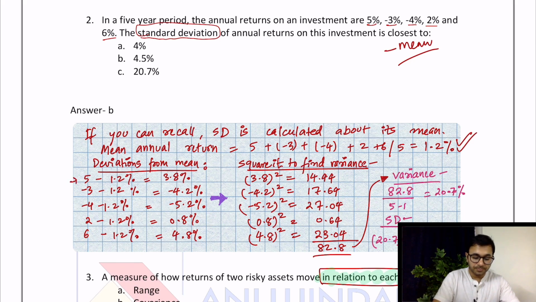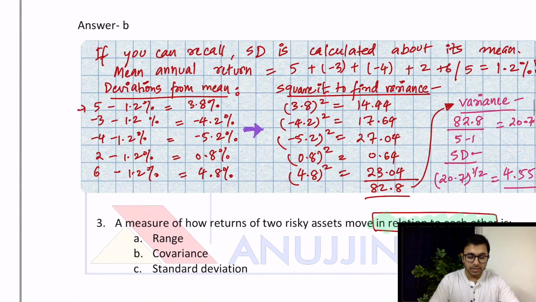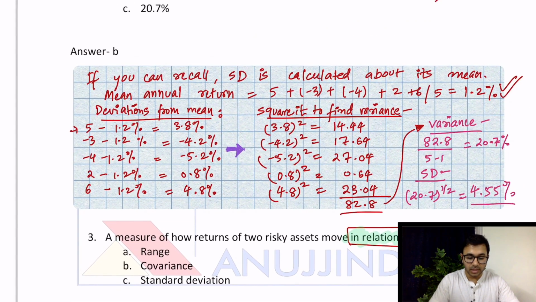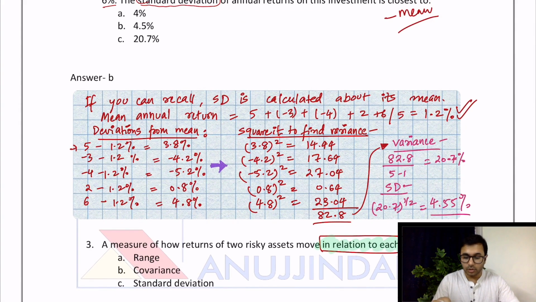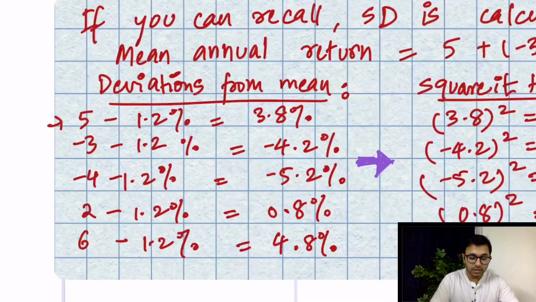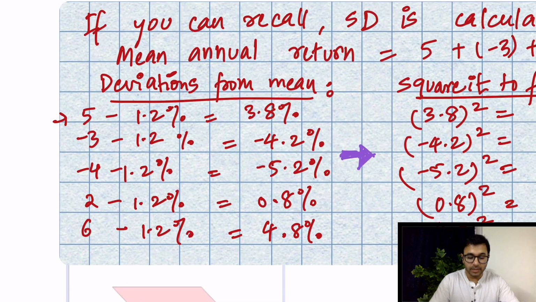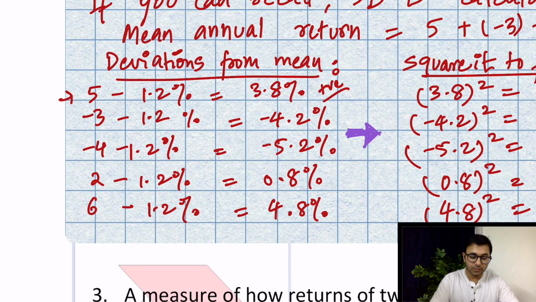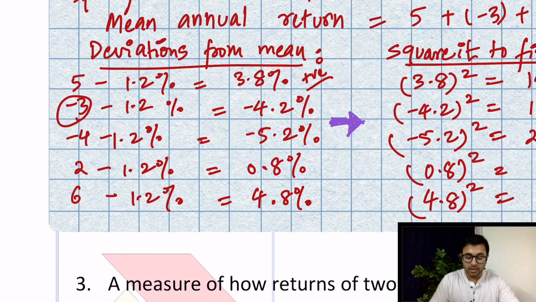So the first year is 5%, the mean is 1.2%, so the deviation is 3.8. The mean was 1.2, so your mean return is 1.2%. That means you should have earned 1.2% on a yearly basis. But in year 1, you actually earned 5%. That means you earned more than the mean. So your deviation is positive in nature in year 1. In year 2, you should have earned 1.2%. You actually lost money. You did not earn anything. You in fact lost money, minus 3%. So your deviation is negative, minus 4.2.